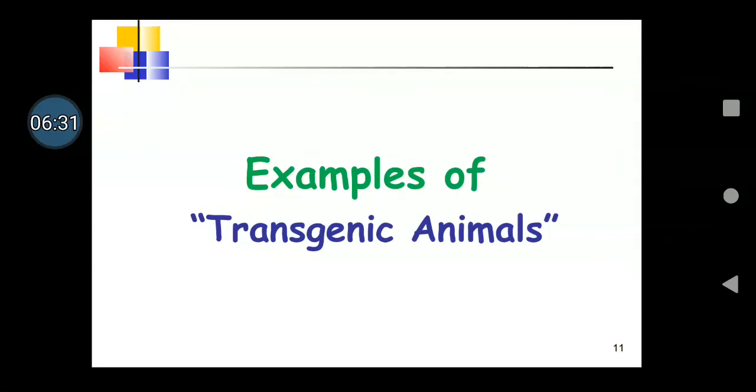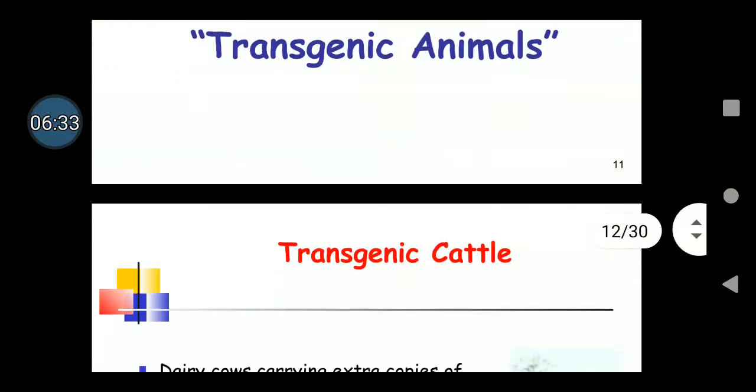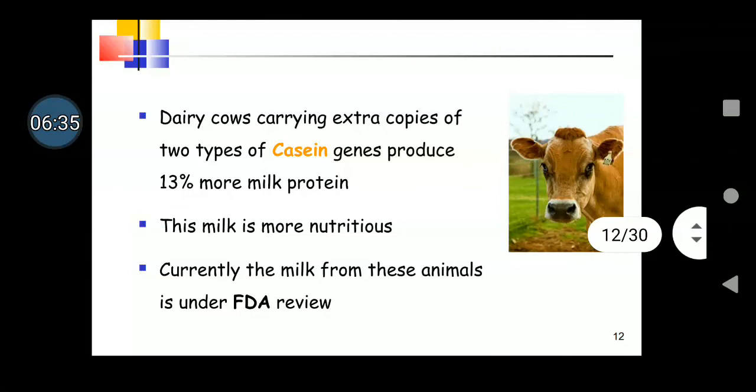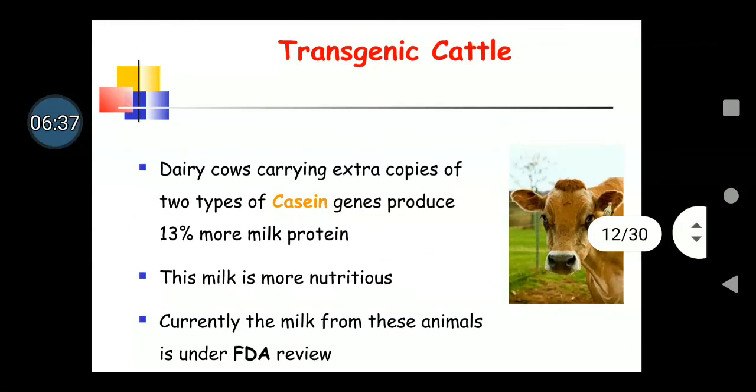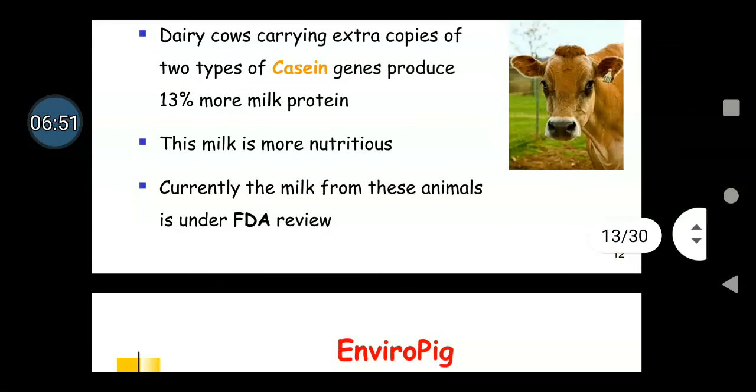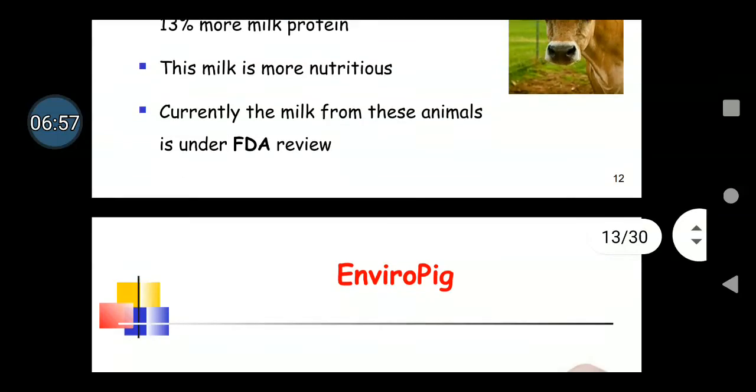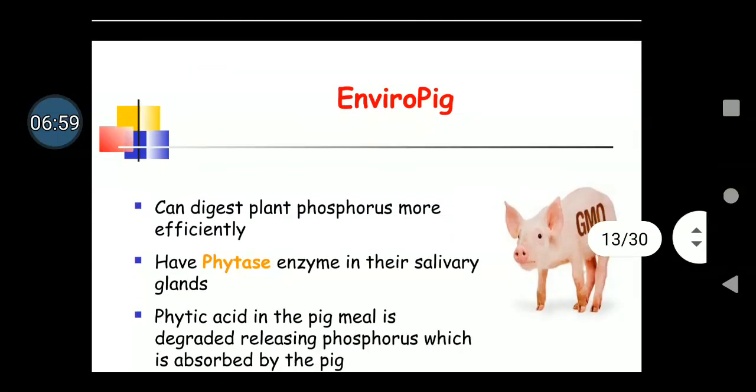These are some examples of transgenic animals. Dairy transgenic cattle: the dairy cow carrying an extra copy or 2 types of casein gene produces 13% more milk protein. This milk is more nutritious. Currently the milk from these animals is under FDA review, that is, the Food and Drug Administration of the USA is still reviewing it for approval.